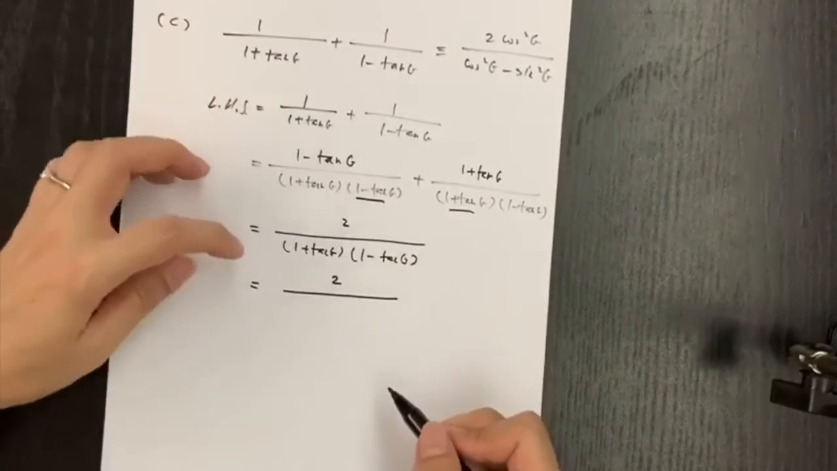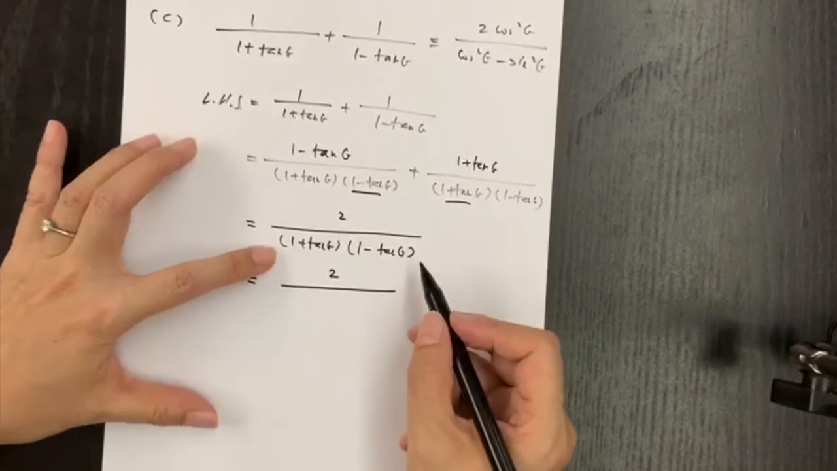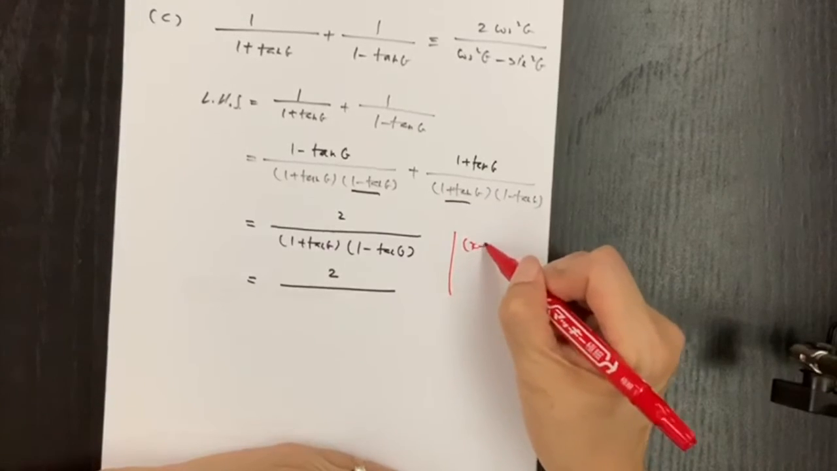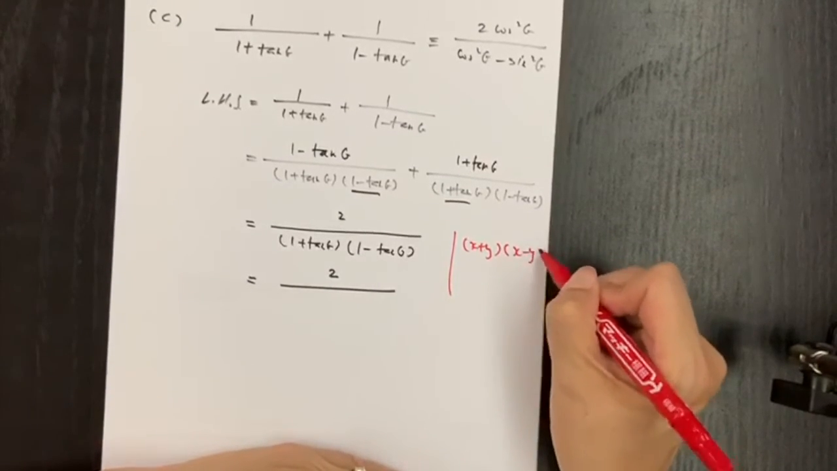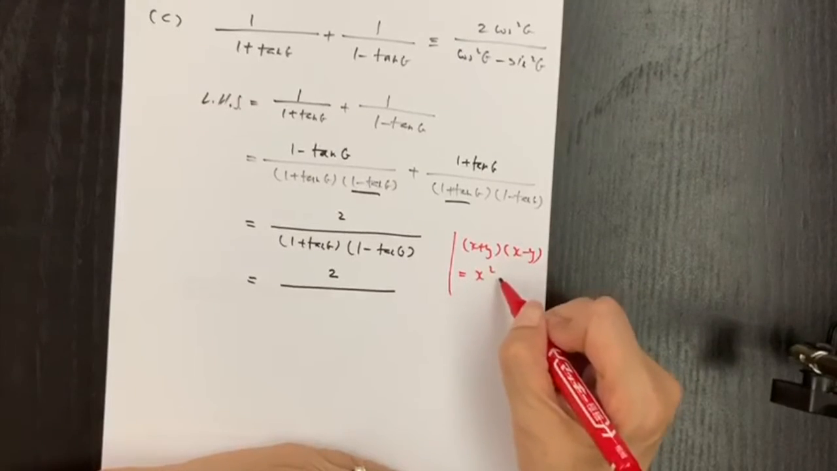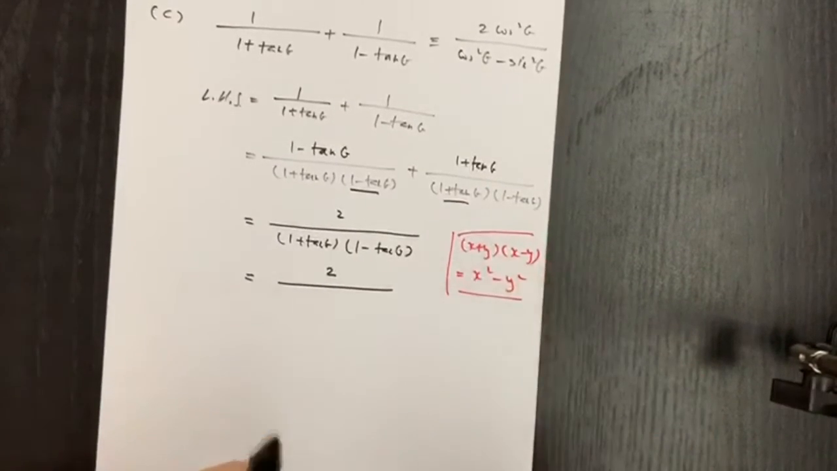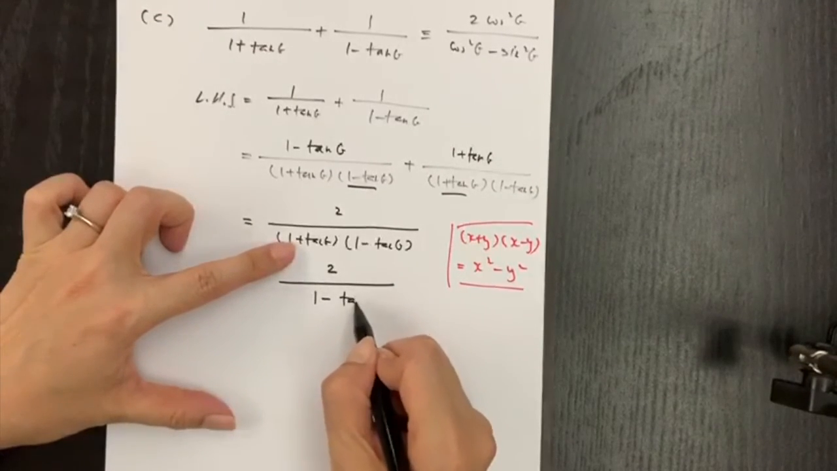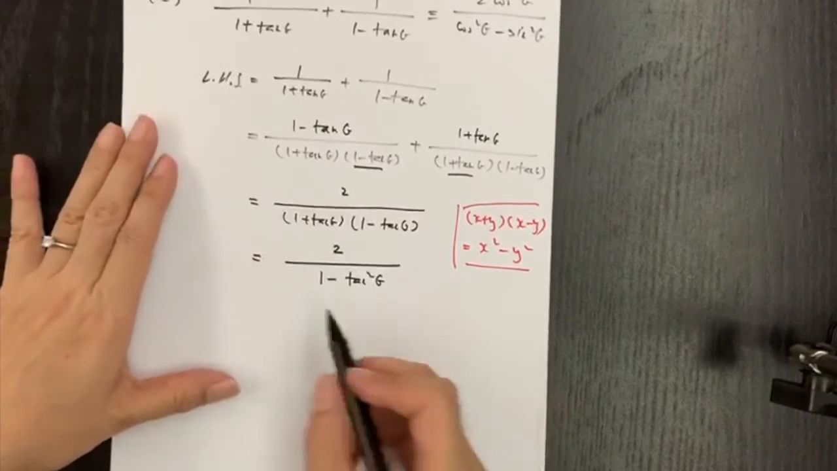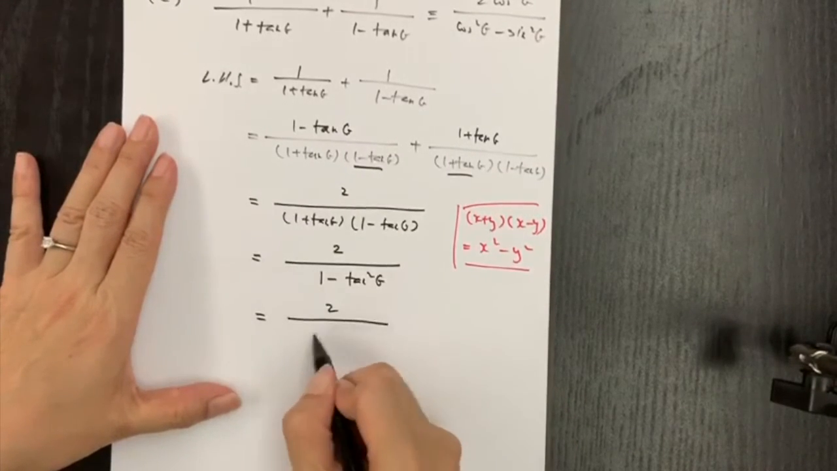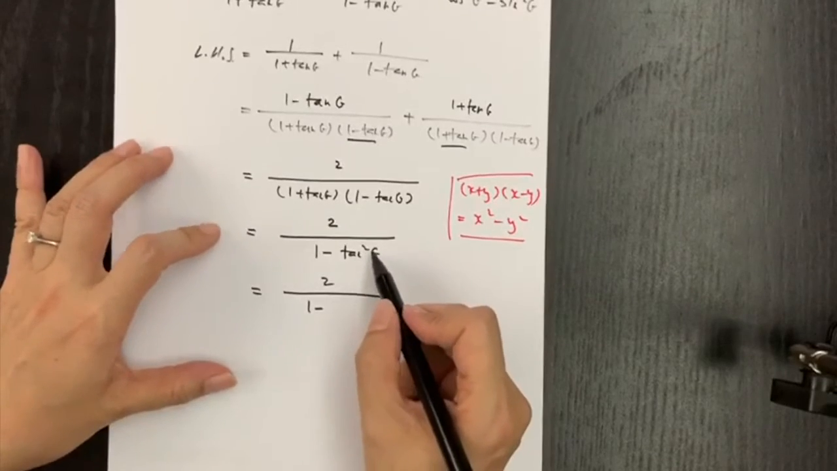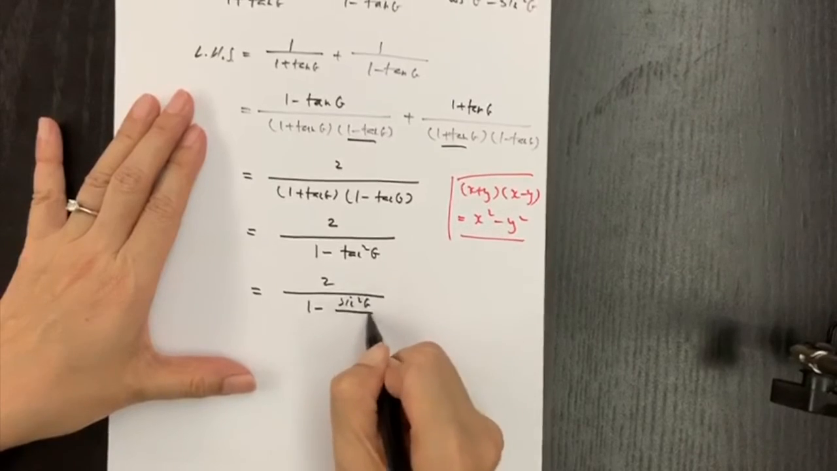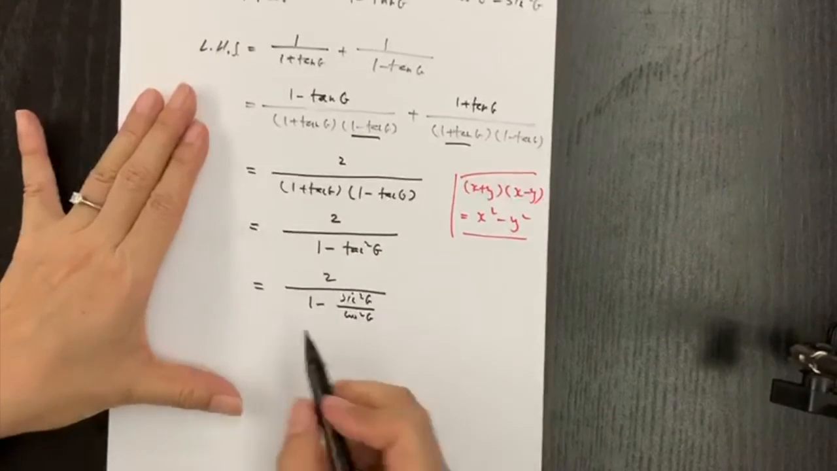This is 2. So again, I can use the identity. So I write the identity again here to remind you. So that is x plus y and then x minus y, which identity we use, that is x squared minus y squared. Okay, so 1 squared is 1 minus tangent square theta. Okay, so 2 over 1 minus, we can split this tangent square theta into sine, cosine, so that would be sine square theta over cosine square theta, right?